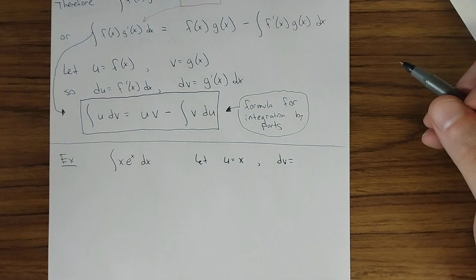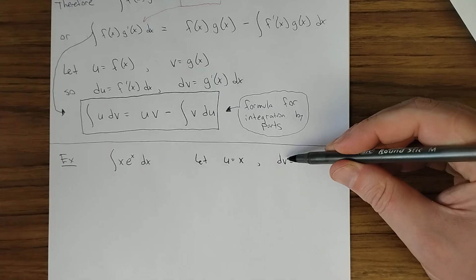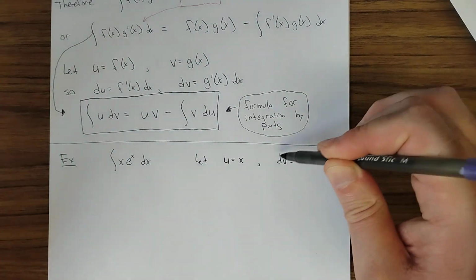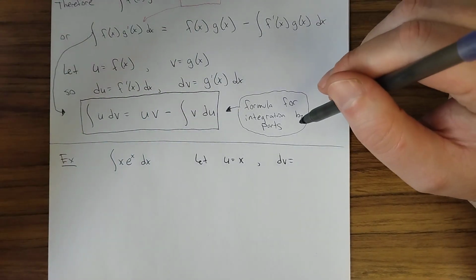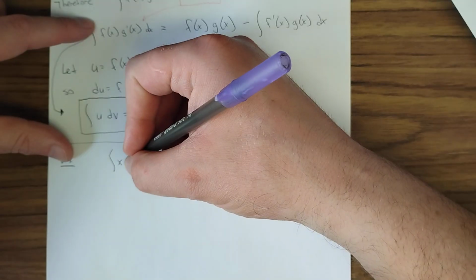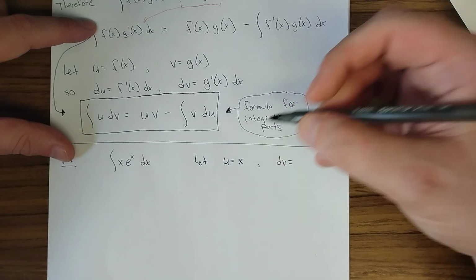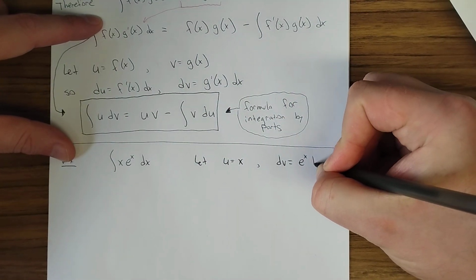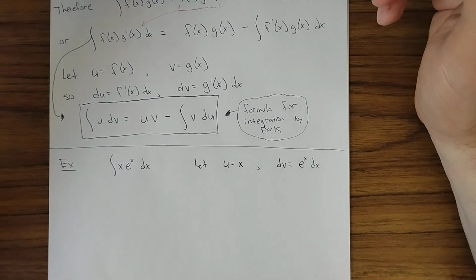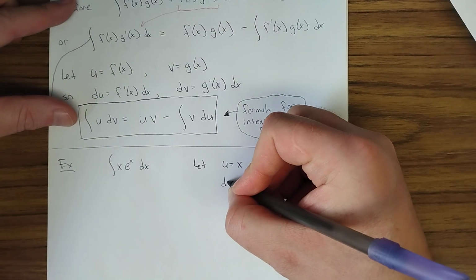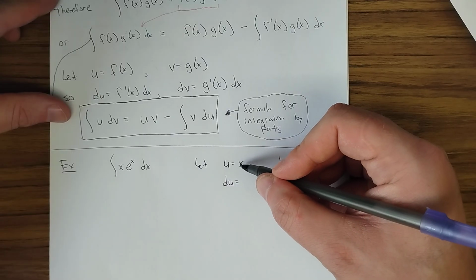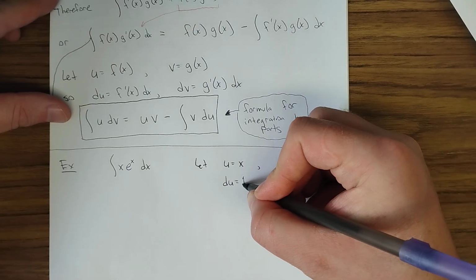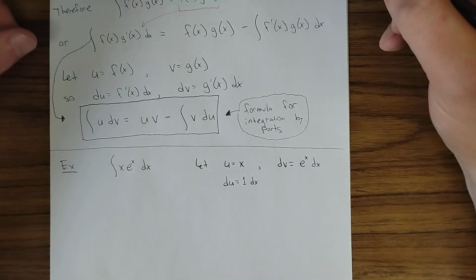I'm going to let U be x. Now, dV just has to be the rest, and dV should include the dx. Like, d's go with d's. So dV just has to be everything that I didn't make U. So e to the x dx. Okay. Whenever we do integration by parts, I'm going to need to find the du, and so the derivative of this is just 1. Here, I'll write the 1, even though it's silly, and then we put a dx there.